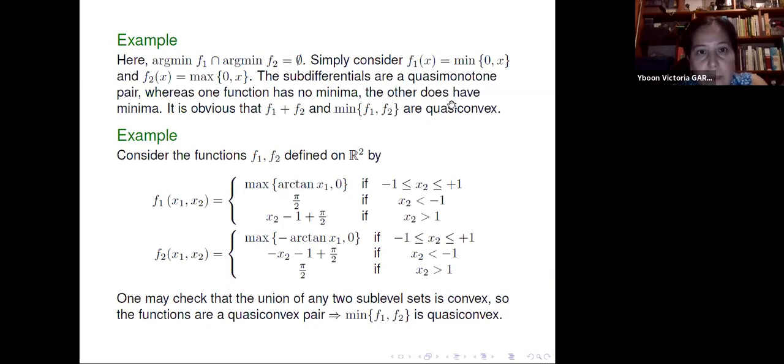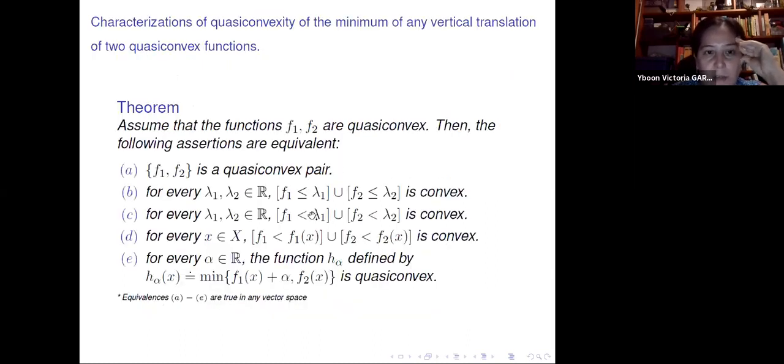So we have another example. This is another one. We consider this function. We can see that the union of two level sets is convex. So we have a quasi-convex pair. And so the minimum of these two functions is quasi-convex. So there are a lot of functions that satisfy this characterization.